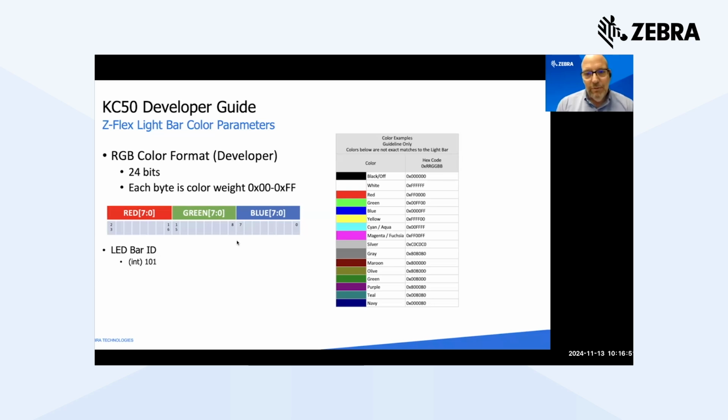I put an example chart to the right here, basically showing the different values you can put and the color you'll see. Now, obviously, that's not going to be exact from what you see on the light itself. It's a little different because of the lighting and the filtering of the light, but you can get an idea as to what colors you're capable of creating on it.